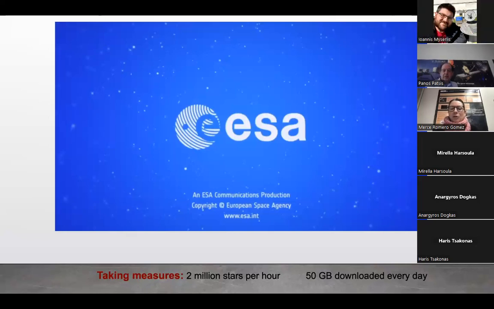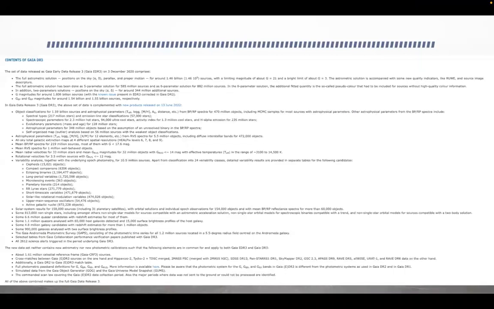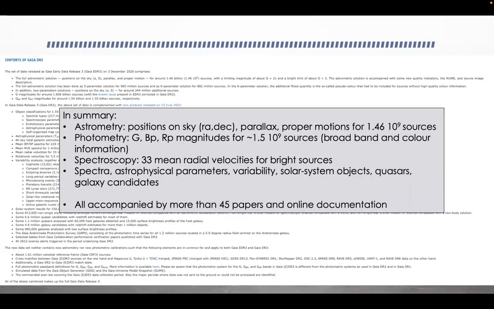Okay. So this is a bit of animation of what is Gaia. And I know that you do not read anything here. That's the purpose. This is what we delivered in the last release of data, which was last year in June 2022. And it's a long list. It covers the astrometry, photometry, astrophysical parameters, variable stars, rotational velocities, quasars, it covers a lot of things. You can go into the website and see the full information. I just put a summary here for our own interest in this talk, okay?